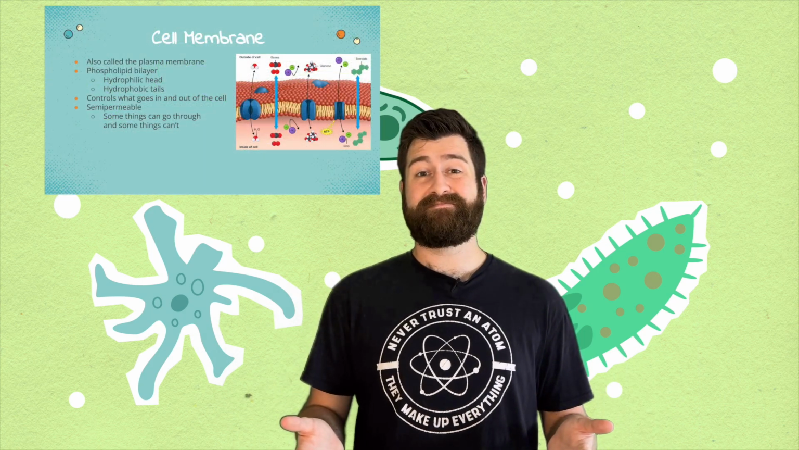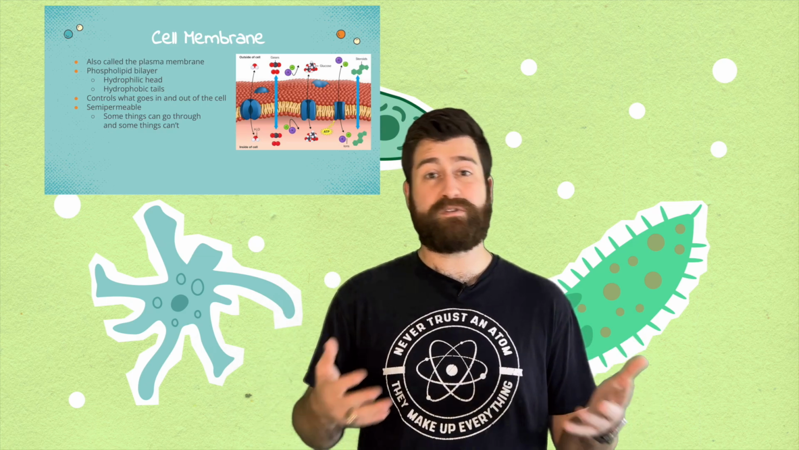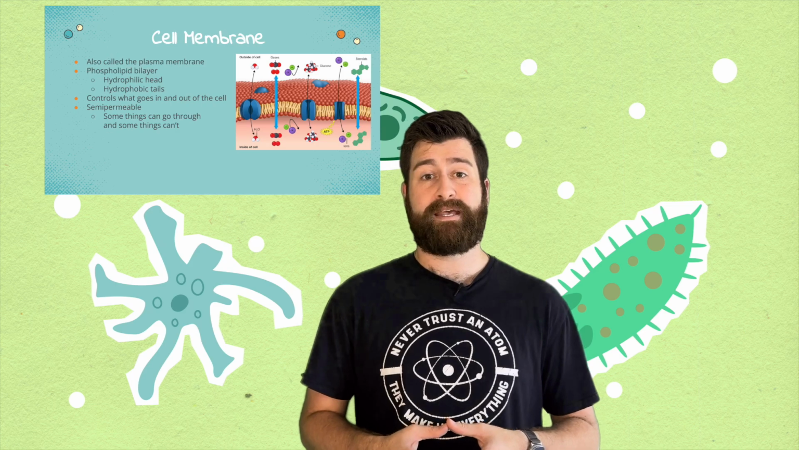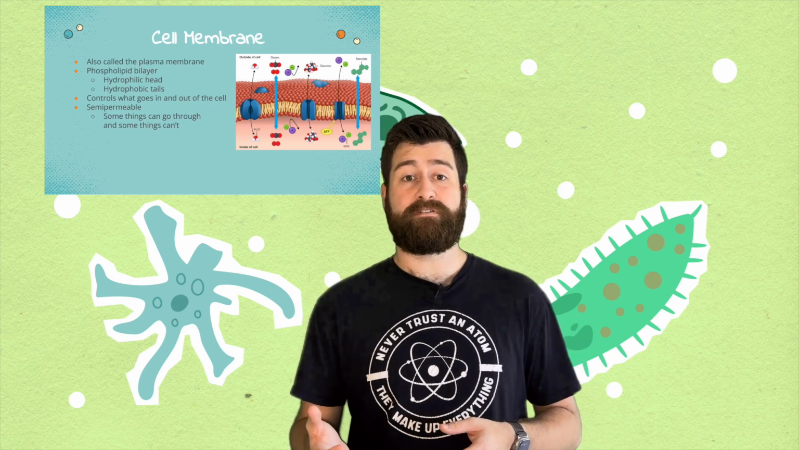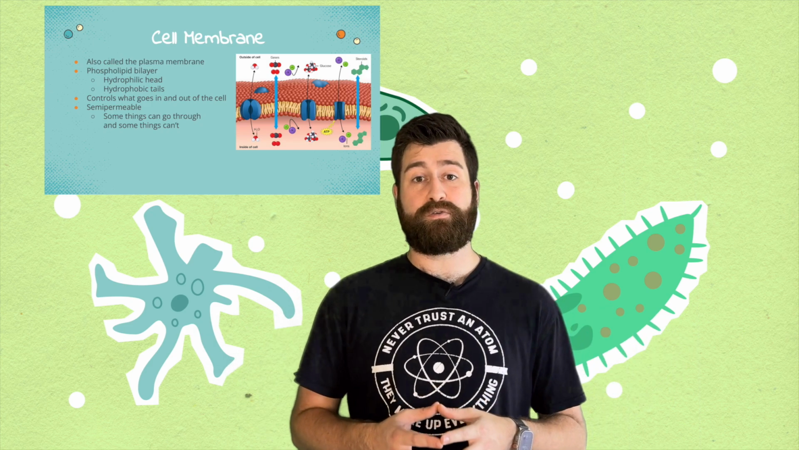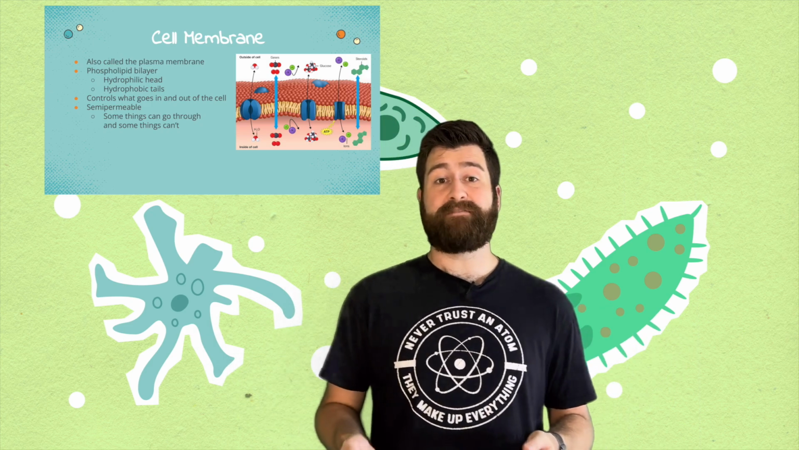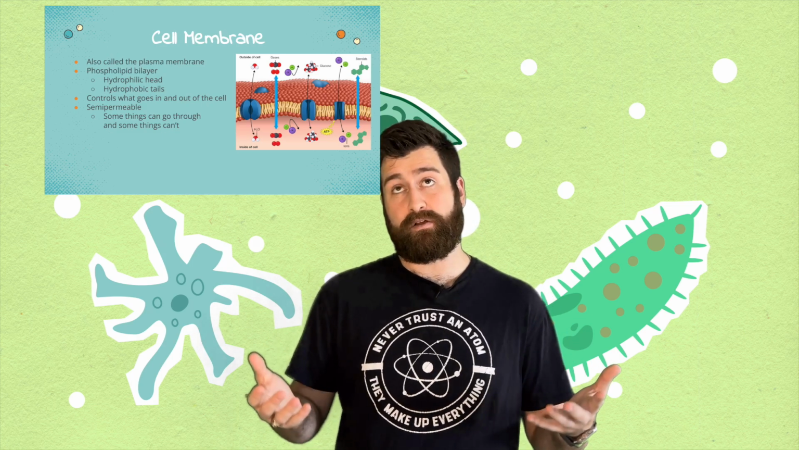Now that we've talked about the two basic types of cells, let's talk about some of the organelles. So starting off with the cell membrane, this is also called the plasma membrane. It's used interchangeably between the two. It is made up of a phospholipid bilayer. Phospholipids are referring to fats, aka lipids, that have a phosphate group attached to them. The phospholipids have a hydrophilic head and a hydrophobic tail, or tails.